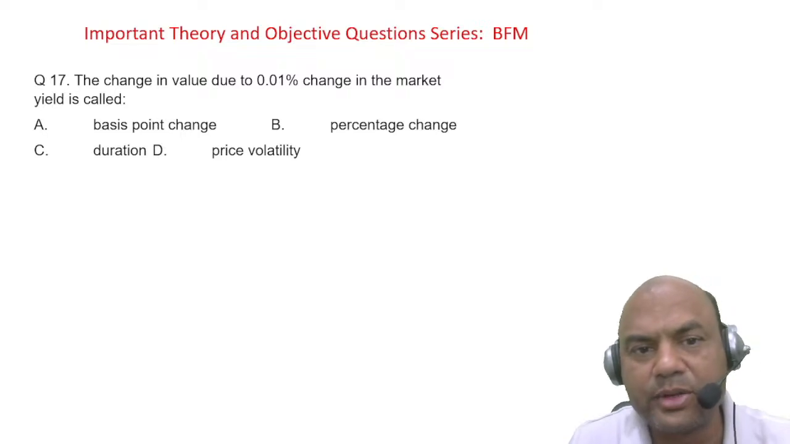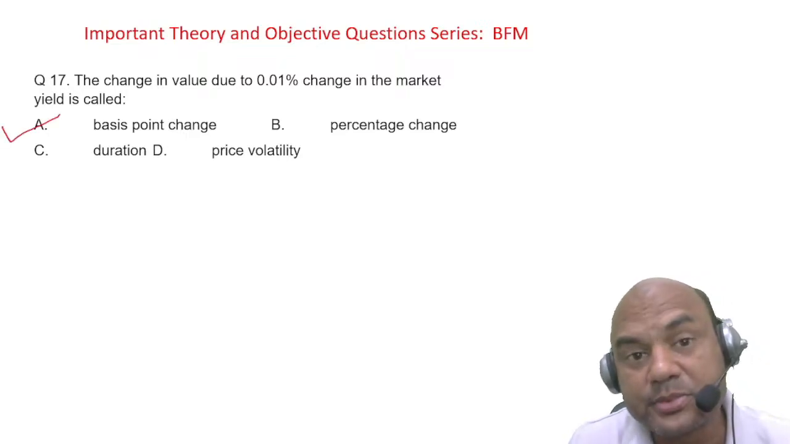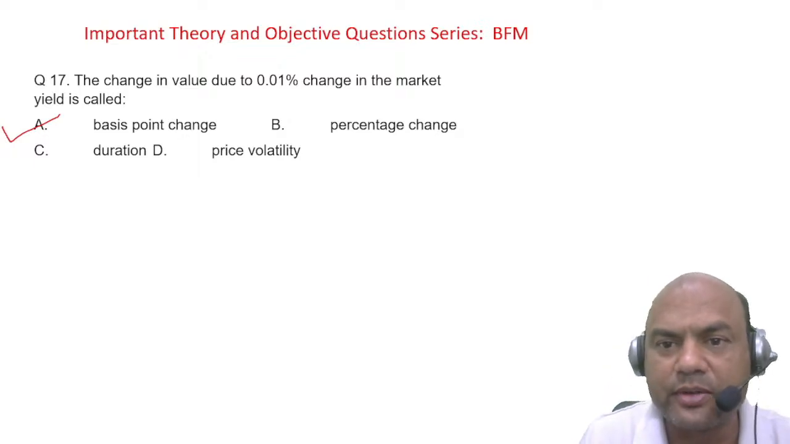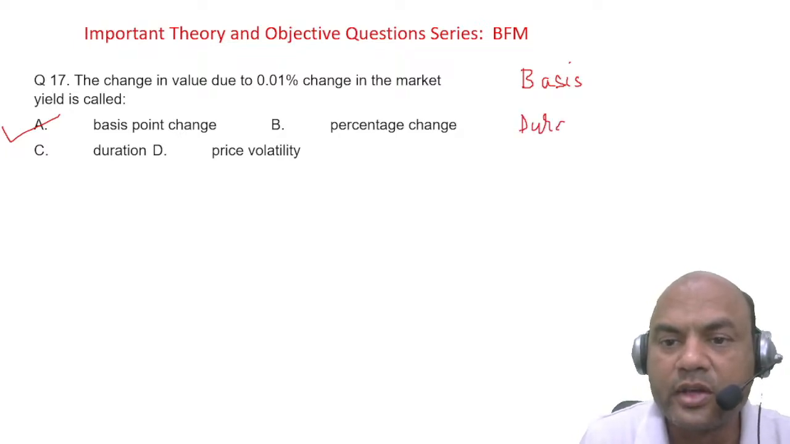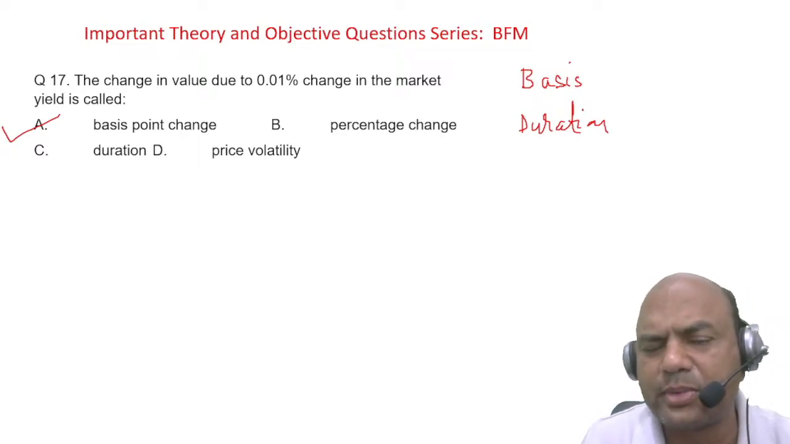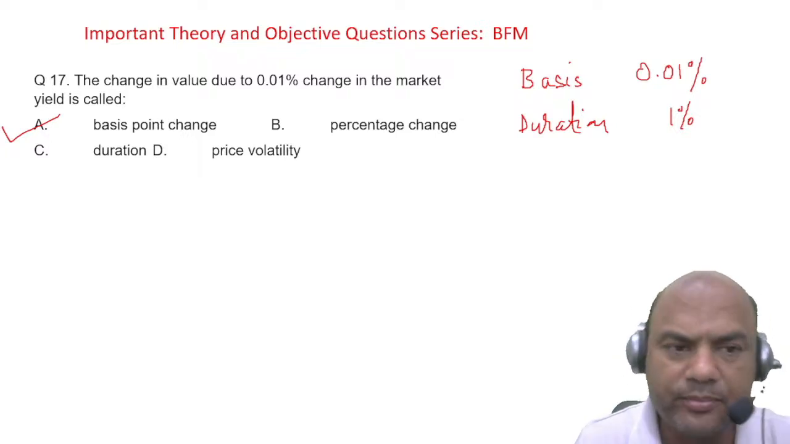0.01% means 1/100th part of the percent. So it is called as basis point. Basis point, remember this. There are two approaches. One is basis point, and second is duration, modified duration. So duration is for 1%. Remember this, I'll give you gross level, means big level. 1% change is duration approach, and 0.01% change is BPV, basis point valuation.